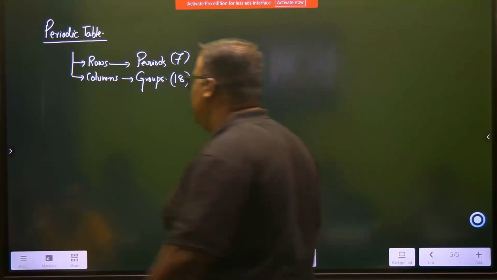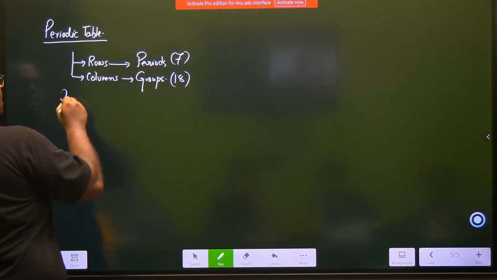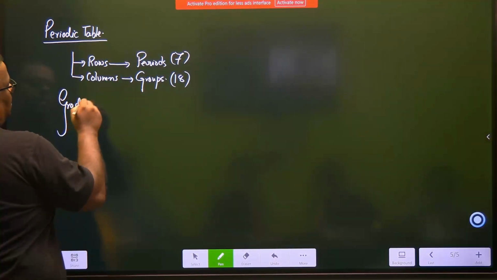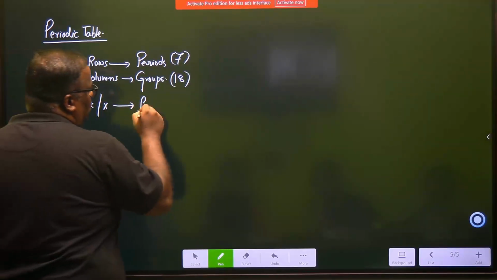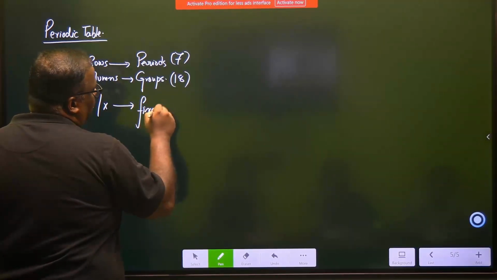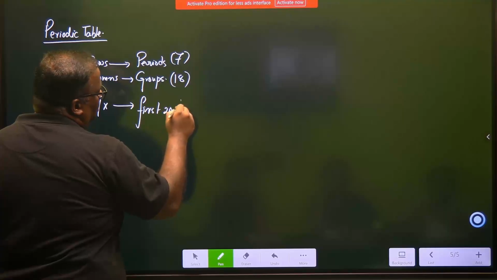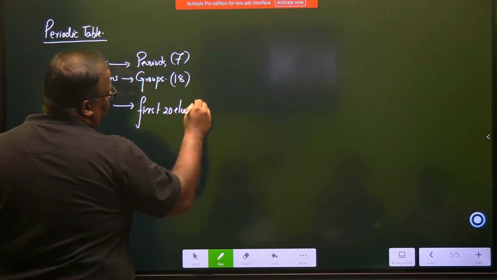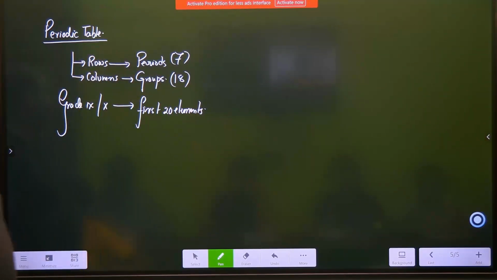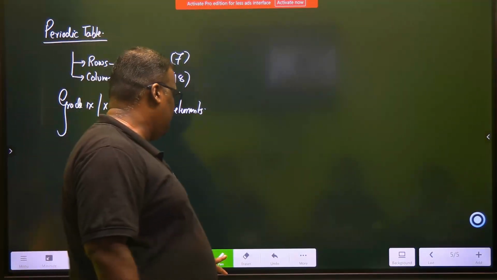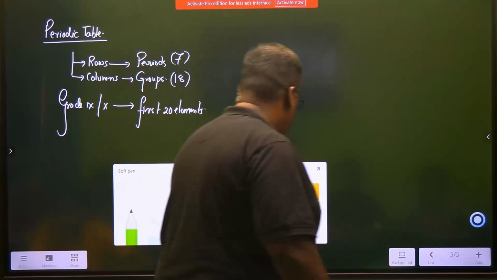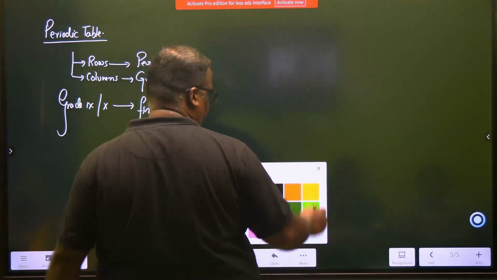Now, as a student of grade 9 and 10, you should be familiar with the first 20 elements. Okay? We will stop here for today. The first 20 elements. So let's see how the first 20 elements are placed.